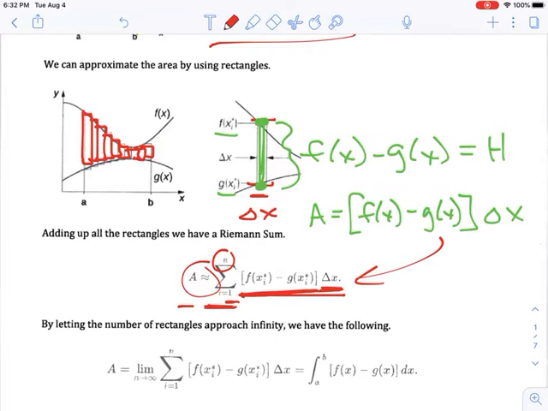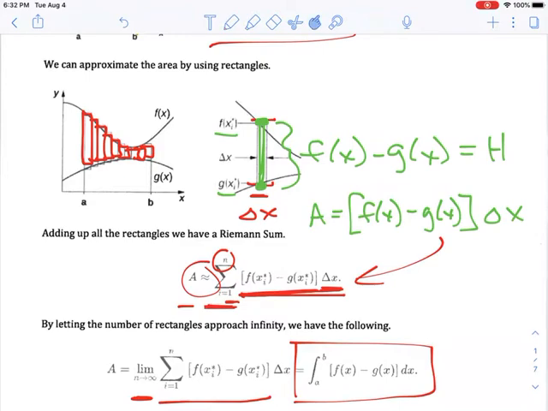Well, the next step is that's going to give us an approximate area. If we wanted to find the exact area, we learned in Calc 1 that we can take the limit as the number of rectangles approaches infinity. And so we take the limit of the Riemann sum, and we have an infinite number of rectangles, and that gives us our integral. And so the integral to find the exact area between two curves is the integral from a to b of f of x minus g of x dx.